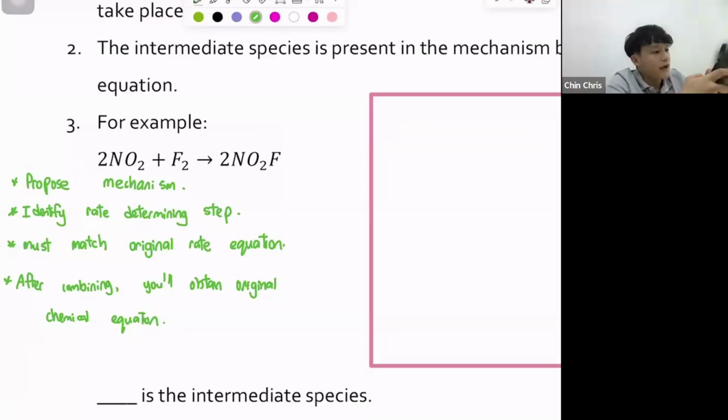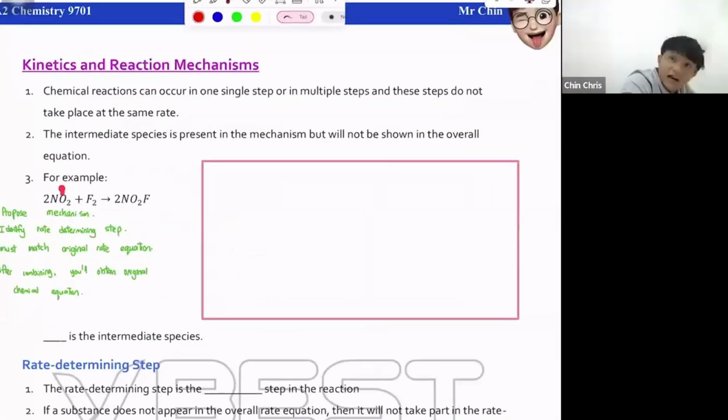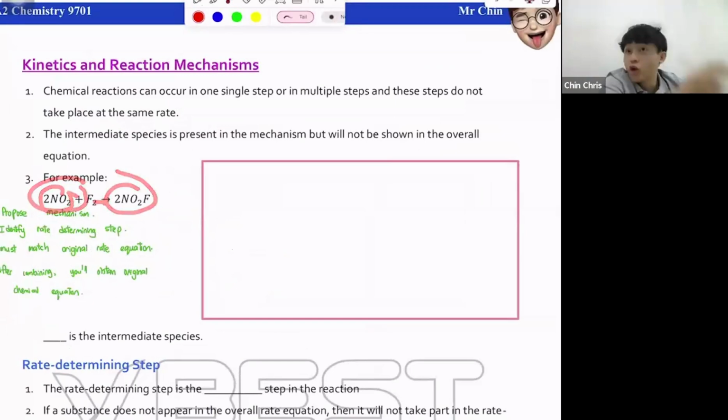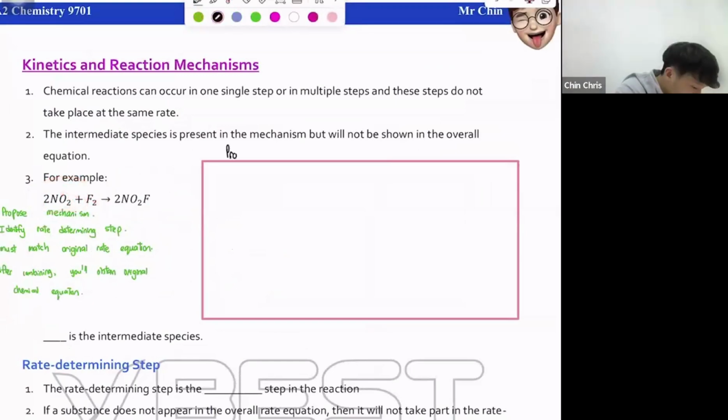All right, guys, now let me show you how to do it. You see, this is before, and this is after. Now I want you guys to propose a two-step mechanism. Let's propose a two-step. I just want a two-step first. We're gonna go from easy first. Usually in exam, they always ask for two-step, or sometimes three-step. I don't see more than three. So guys, let's look at the first step.